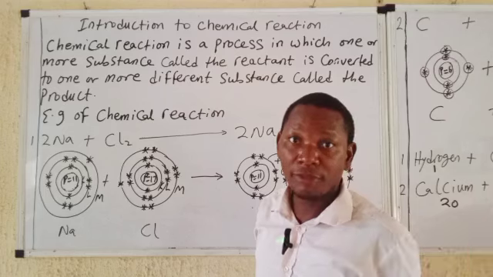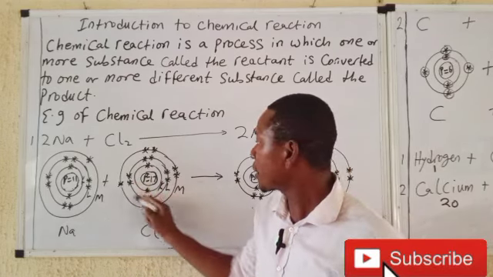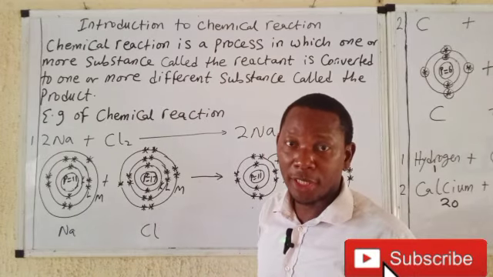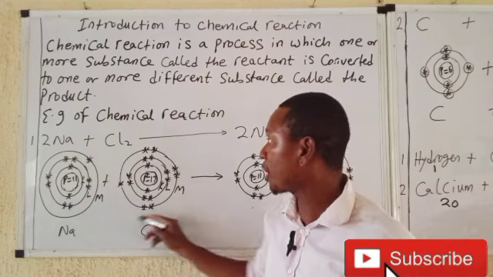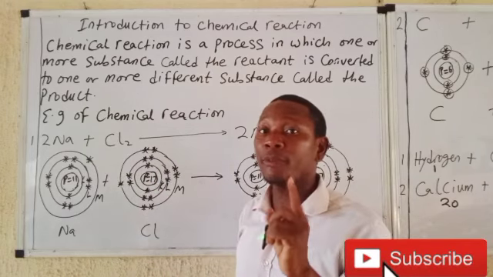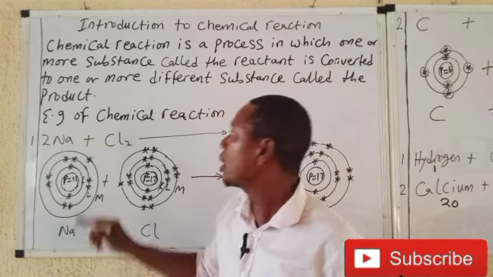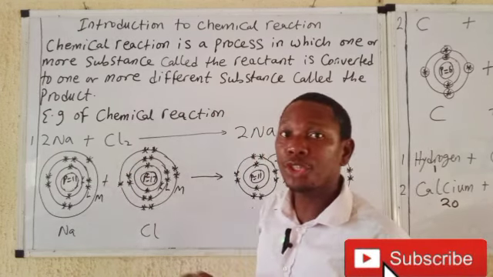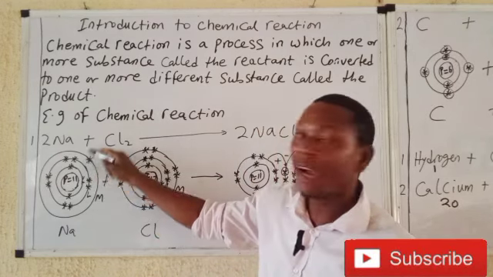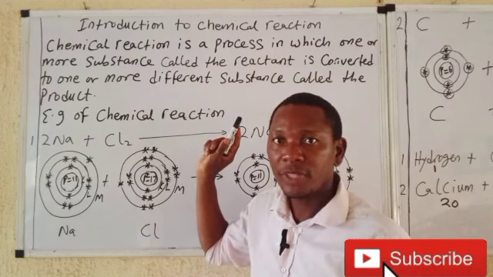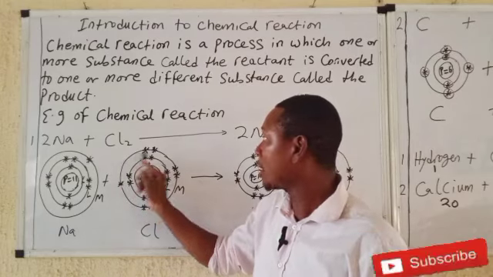Remember, we have 17. First 2 in the first shell, the K shell. The second shell takes 8 electrons. 2 plus 8 is 10. The remaining 7 you put in the third shell. Now the third shell can take a maximum of 8, so there is a desire for it to get 1. So for sodium and chlorine, sodium desires 8, but it is easier for it to give out the 1 than to accept 7, because chlorine has 7 in its outer shell. So it is easier for chlorine to get 1 than to give out 7.